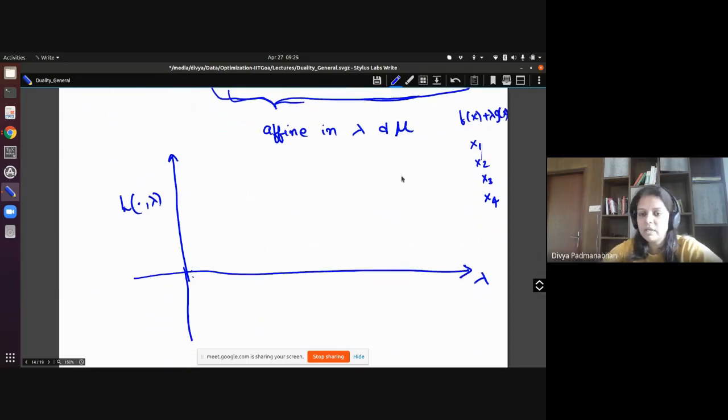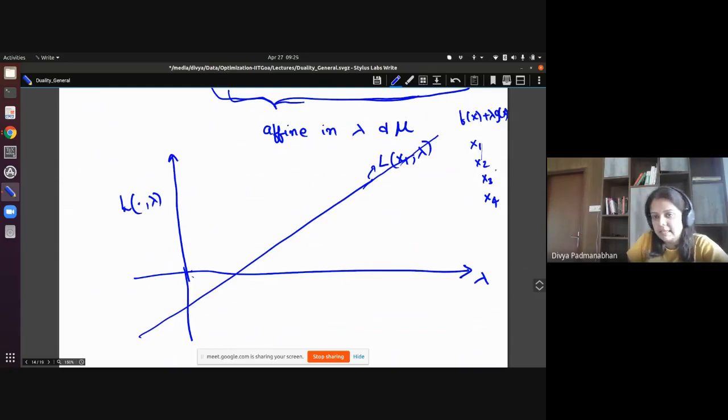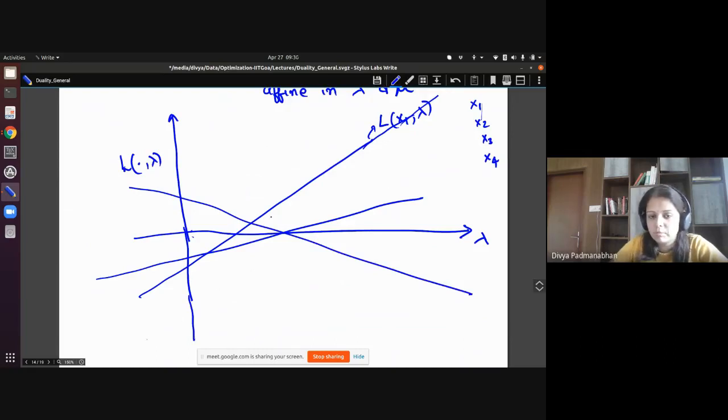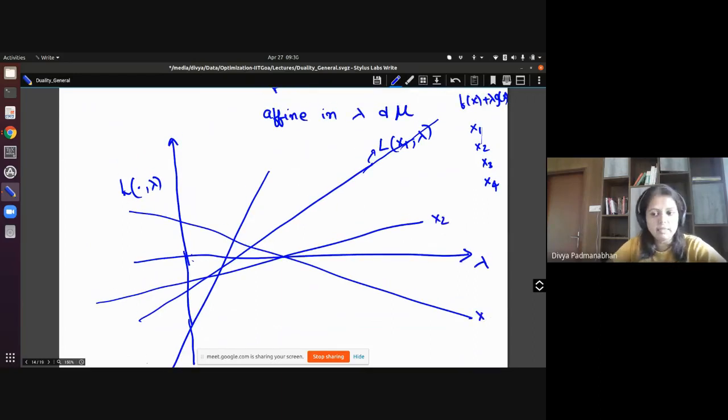And for a particular value of x1, what it's going to look like is maybe something like this. Okay, so this is L of x1 and lambda. So as a function of lambda, it's going to be a line and it's varying in this manner. Okay, now if I take some other, say x2, so what you're going to get is maybe something like this. Okay, and for x3, maybe you'll get something like this, and so on. Okay, and x4, maybe something like this. Okay, so this is x2, x3, and x4.